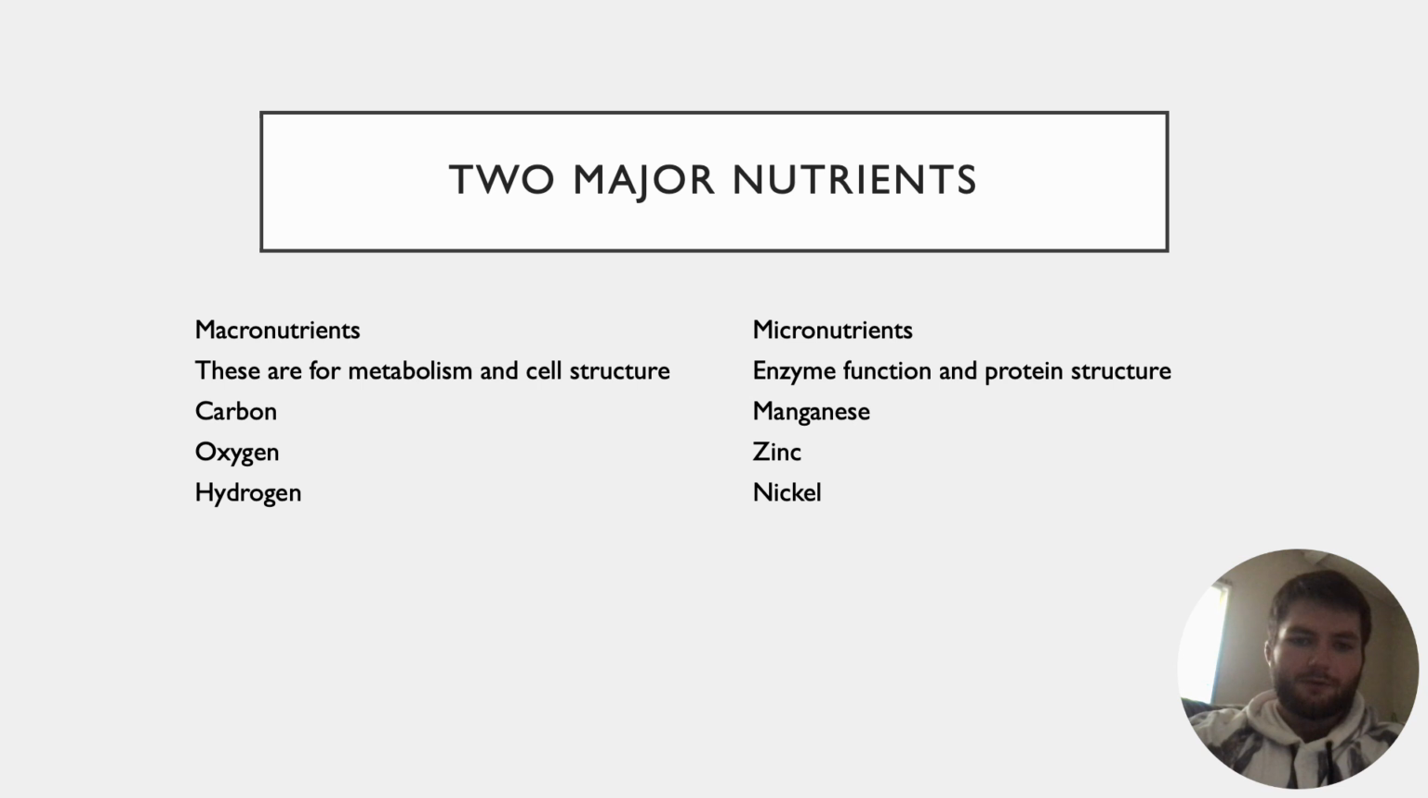So the two major nutrient types are macronutrients and micronutrients. So the macronutrients, these are for metabolism and cell structure, and they mostly comprise carbon, oxygen, hydrogen. And micronutrients are for enzyme function and protein structure, and they mostly consist of magnesium, zinc, and nickel. So that's your two major nutrients.